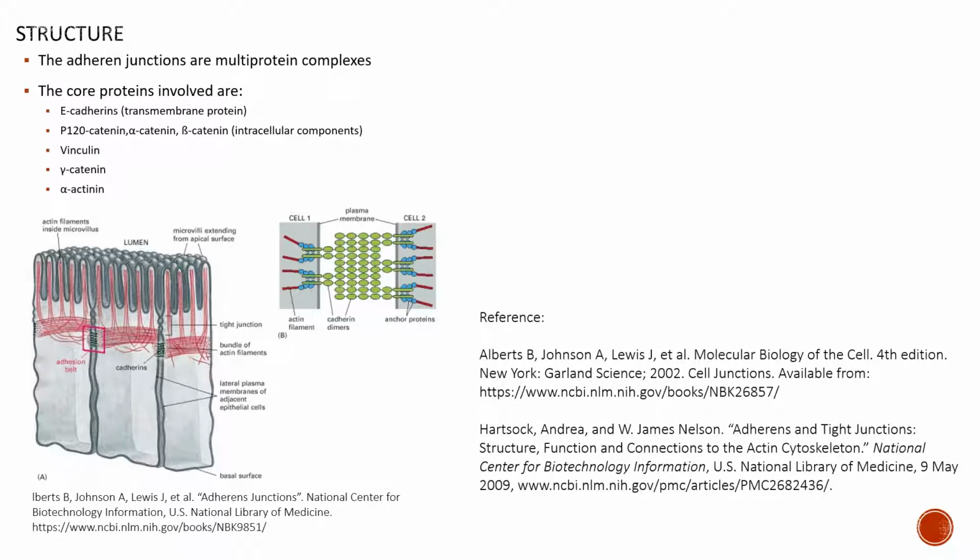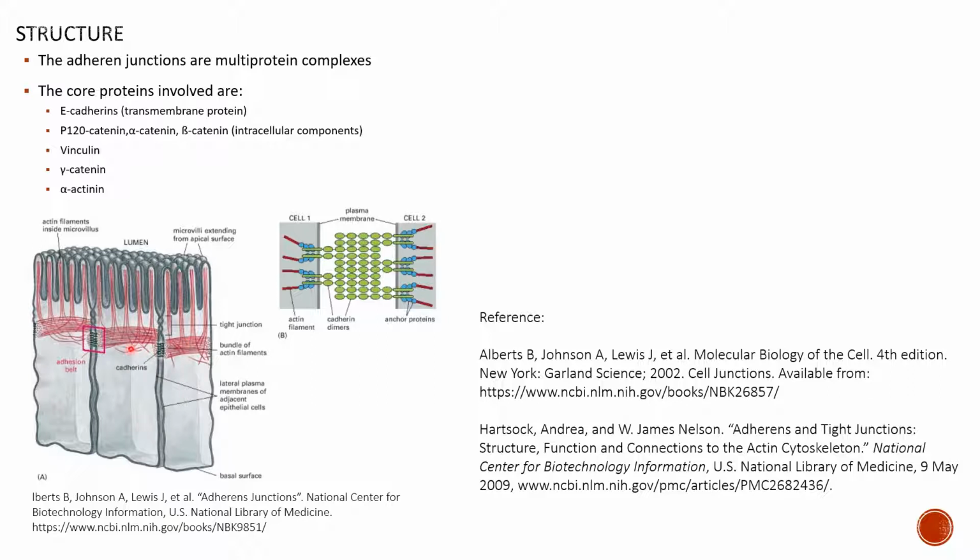So the structure involves core proteins like E-cadherin, p120 catenin, alpha and beta catenin, vinculin and gamma catenin. In the picture, you can see that in adhesion junctions, an adhesion belt is formed, and it's held together by cadherins, and you can see that it is just right below the tight junctions.